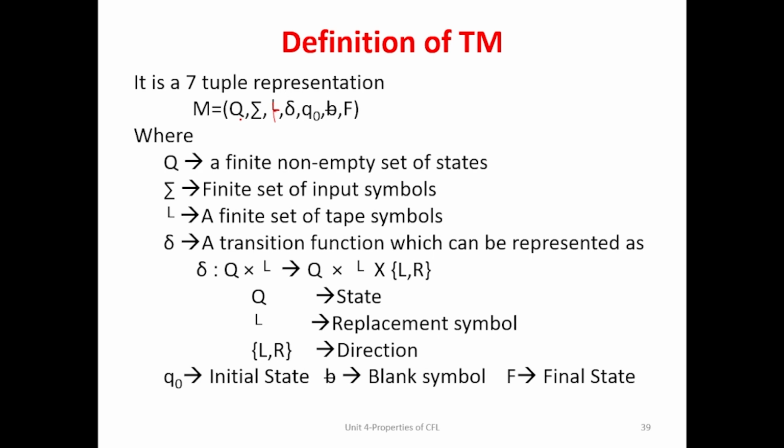So Q is a finite set of states, sigma is the input symbol, tau means the finite set of symbols on tape, delta is a transition function which contains two input parameters and three output parameters. Q0 is the starting state, blank space is the symbol which is initially stored on tape. So this is the tape symbol. F is the final state. So these are all the 7 parameters of a Turing machine.